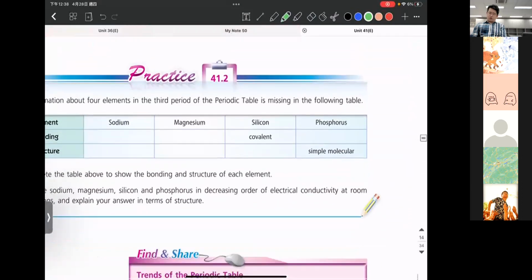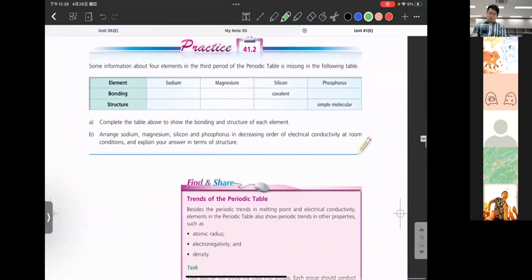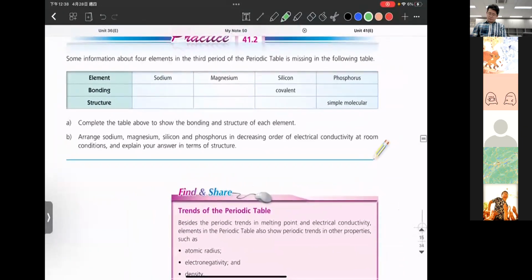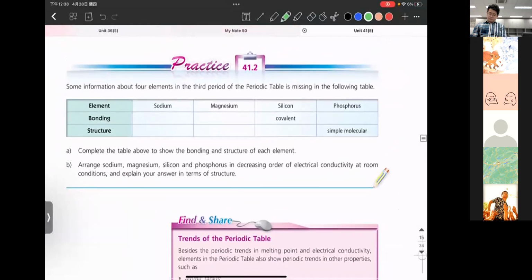Now, just a factual recall of what you learned last time. Class practice 41.2. Now, please do it together. Recall your memory about bonding and structure. What is that?